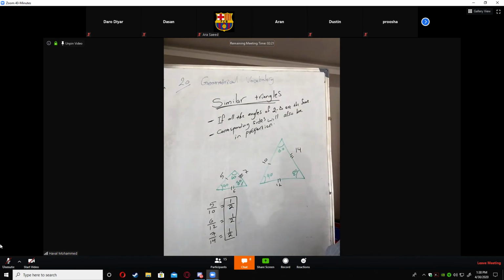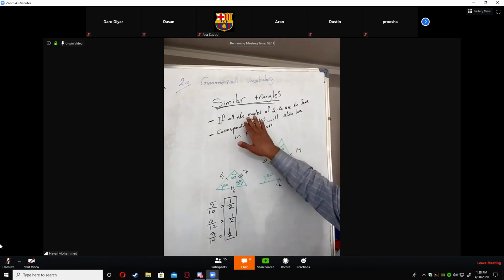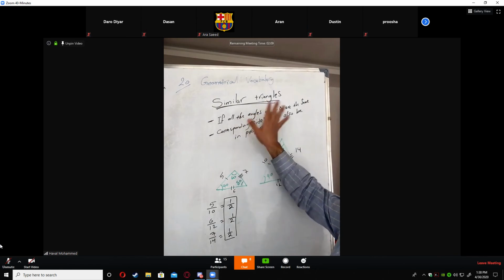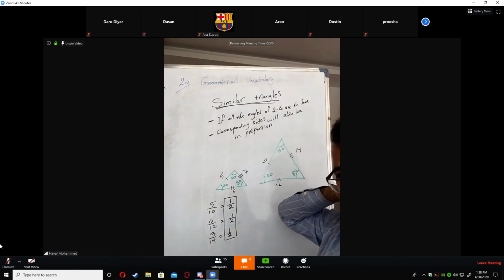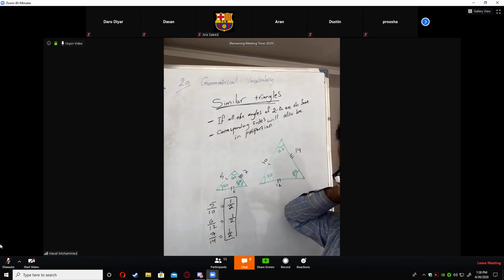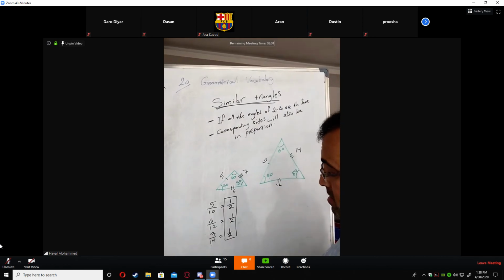Anyway, I'll have the PowerPoint presentation on Google Classroom. You can go and check. You can understand easily. Any question about this? Okay. Then these are the 2 conditions for similar triangle. Is it clear? Yes. And now look at the exercise.